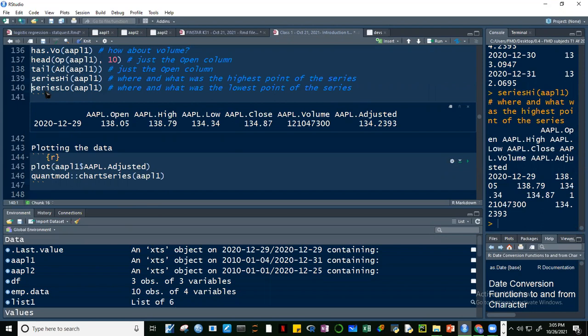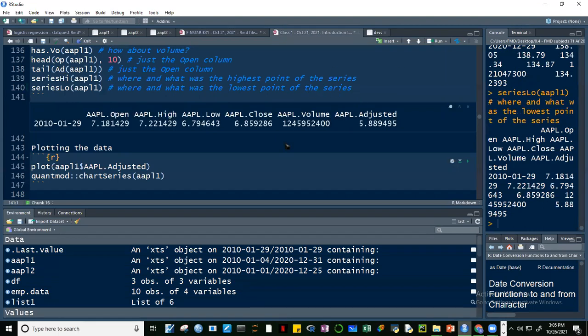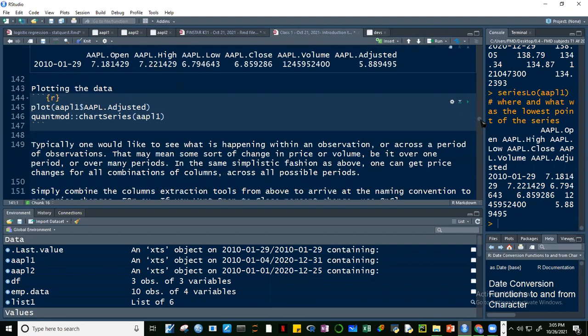How about the series low? As far as the object Apple One is concerned, where can we find the lowest? Where and what was the lowest point of the series? Again, if we run this, it will give us January 29 of 2010. The lowest was 6.79. All right. Now, one good thing about quantmod is that it's very easy to plot the data.